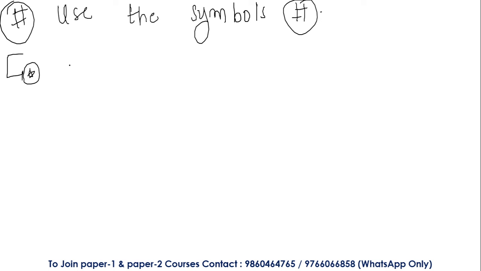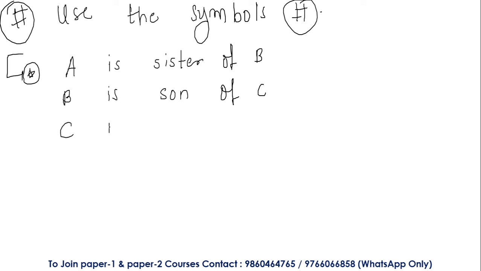Statement number 1, A is sister of B. B is son of C. And C is husband of D. These are three statements, statement number 1, 2 and 3. Based upon these three statements, just draw the diagram. I'm not asking you questions over here. I'm just making it clear how to draw a diagram and how to assign the symbols.